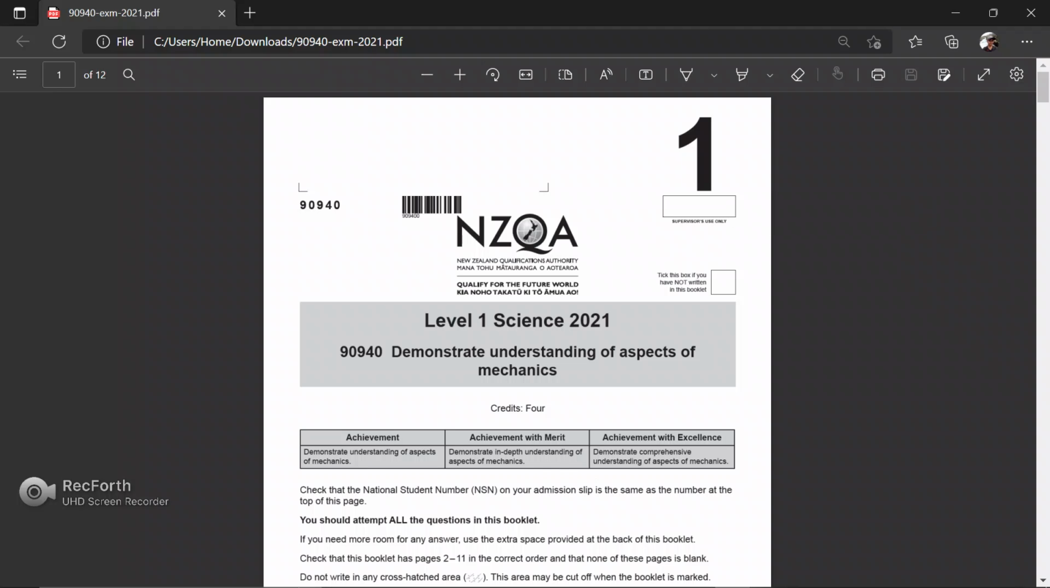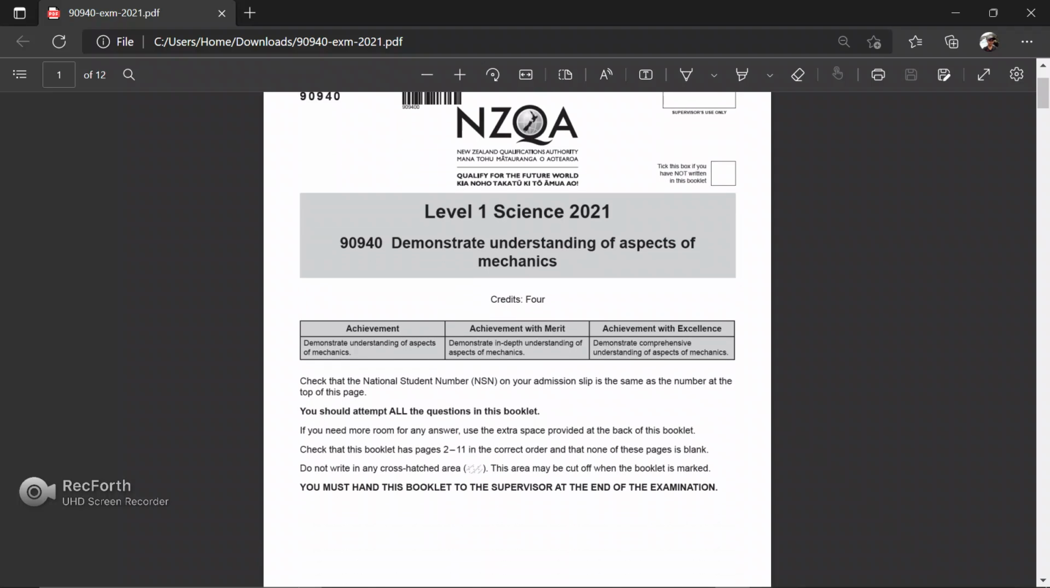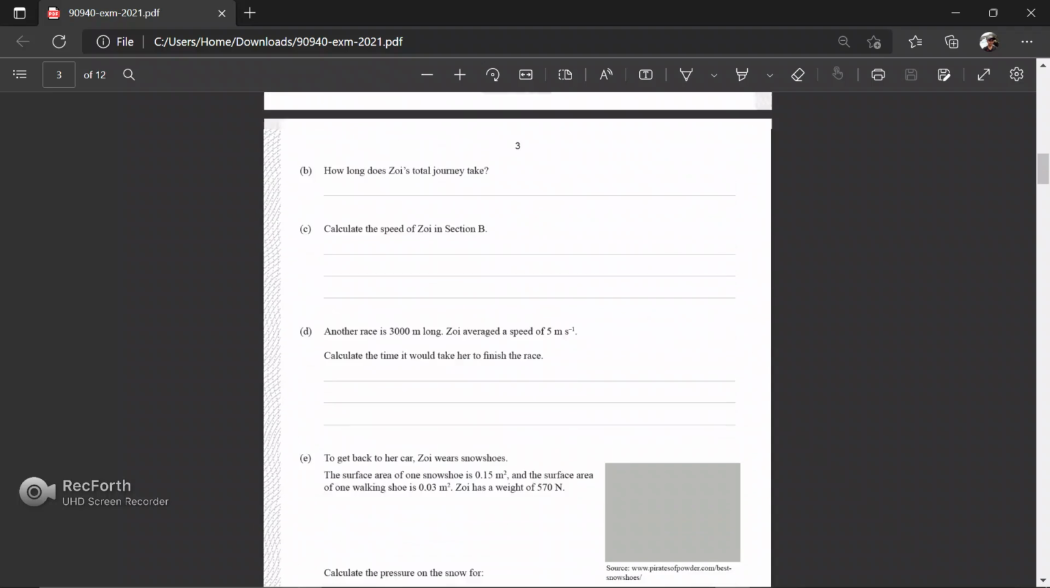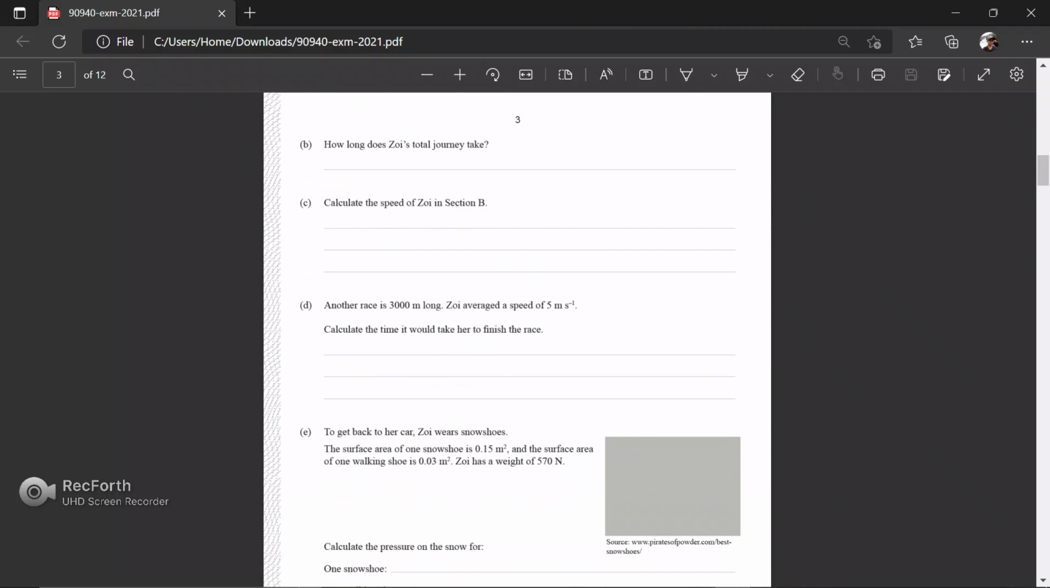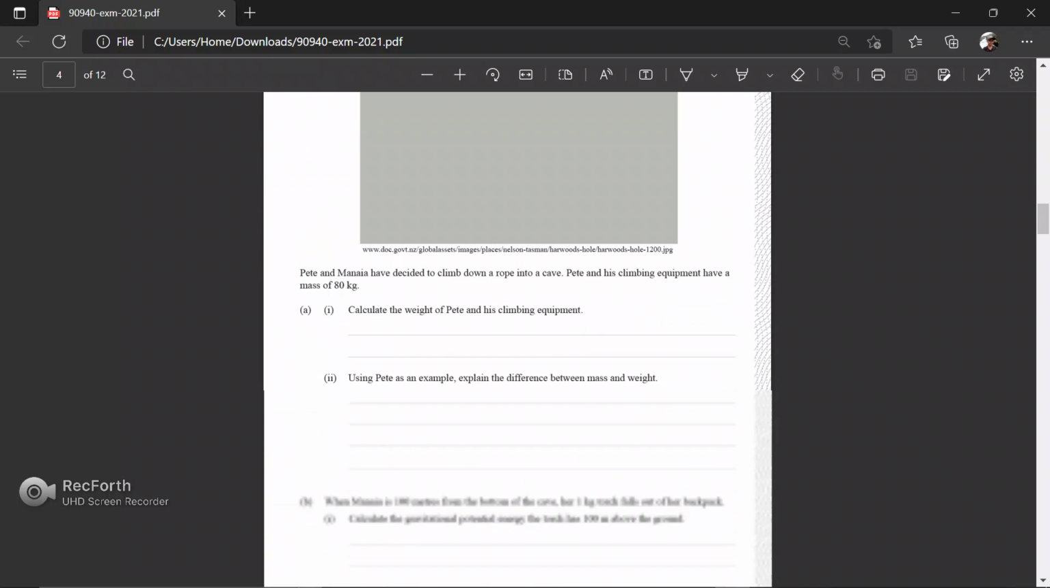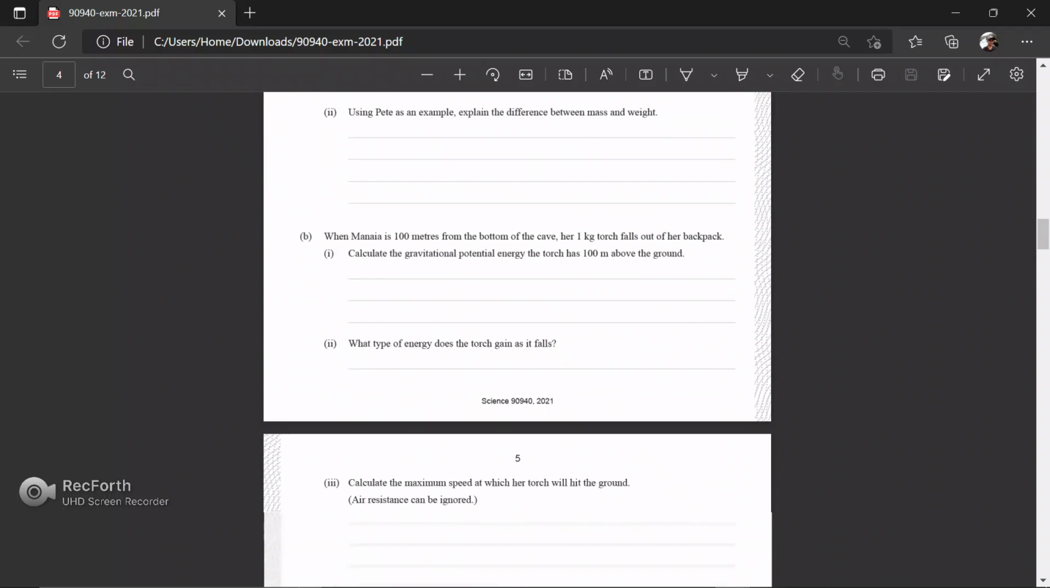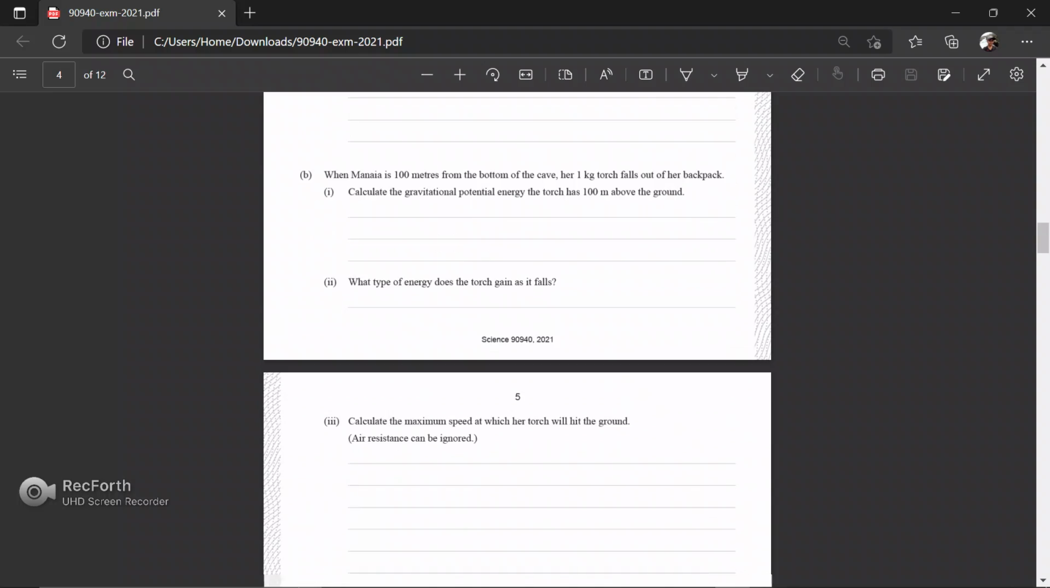Hey guys, in this video I quickly aim to cover some of the questions from the energy section of the 2021 Level 1 Science and Mechanics paper, and I'll just quickly go over it and show you how to do it. So we just get some formulas, and then down here we have the interpreting graph section, speed calculations, pressure, weight, mass, and then here we've got our energy questions.